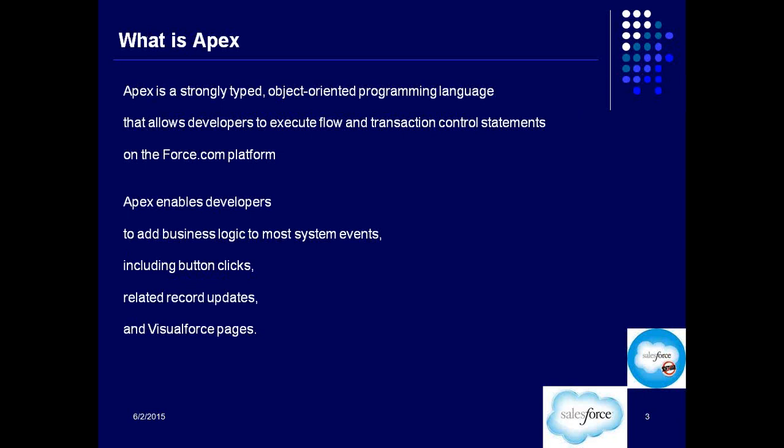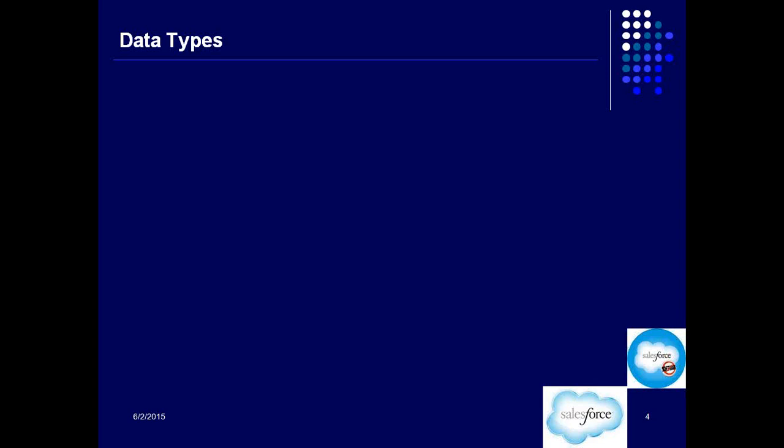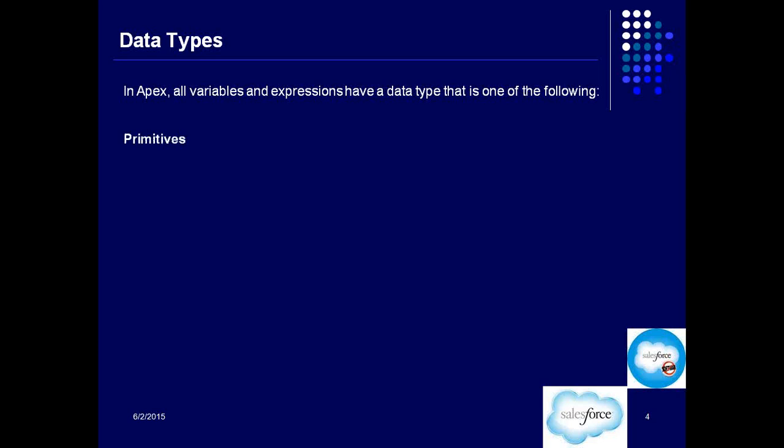Now let's quickly move into understanding the data types of Apex. Right? Any programming language will have certain data types, right? Variables are being defined. So I need to understand what all data types are there. So in Apex, all variables and expressions have a data type. All right. And these are the following data types that are available: primitives, S objects, collections. Okay, under collections, I have lists, sets, maps. Right.